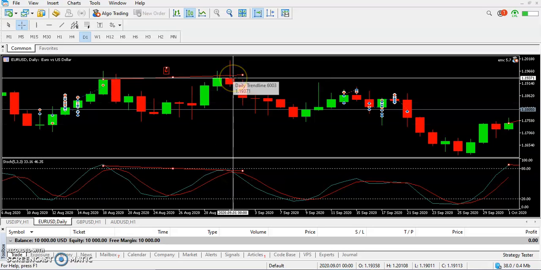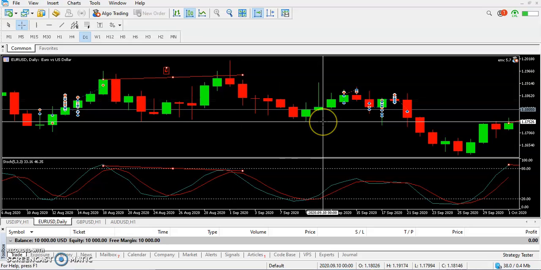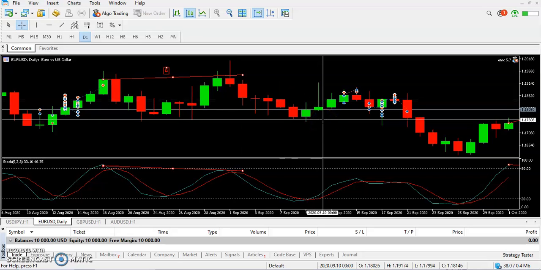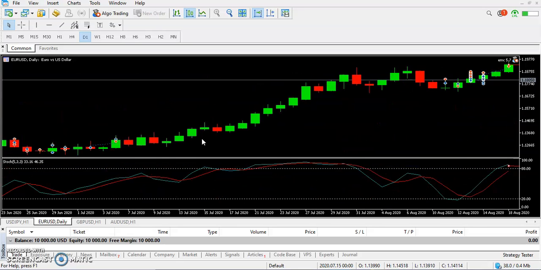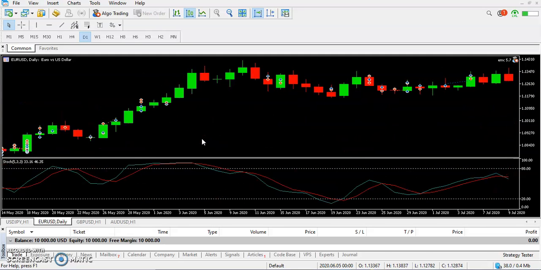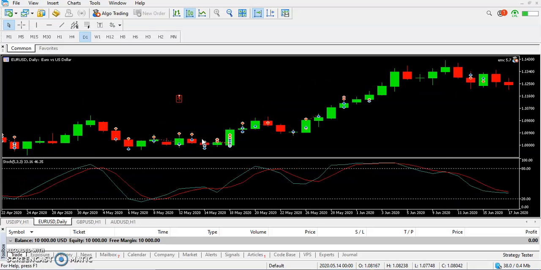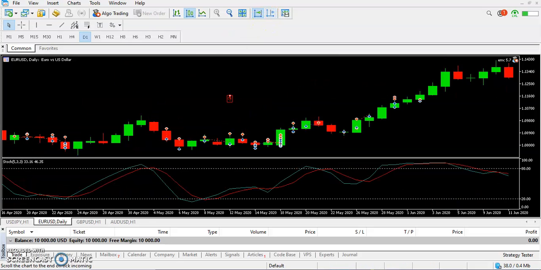It actually gave us how many pips? Almost 70 pips. Very good pips. So a dollar will give you almost $700, which is something good. Let's look at another one. Hopefully this one will be a bullish divergence. Yes. So this is a bullish divergence.